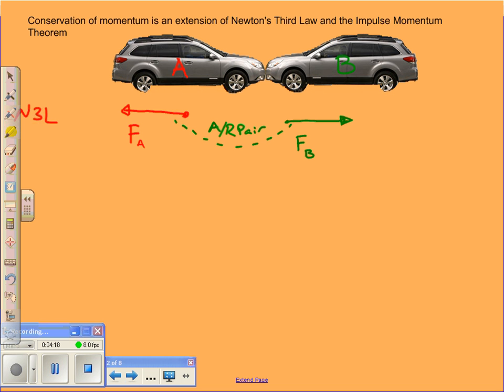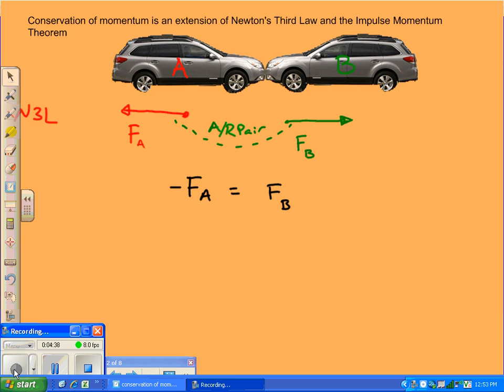And we'll do it a little bit mathematically here. What that means is F of A is in the opposite direction to F of B. Usually left is the negative direction, so we could say this: negative FA equals FB. And remember, these are vectors.